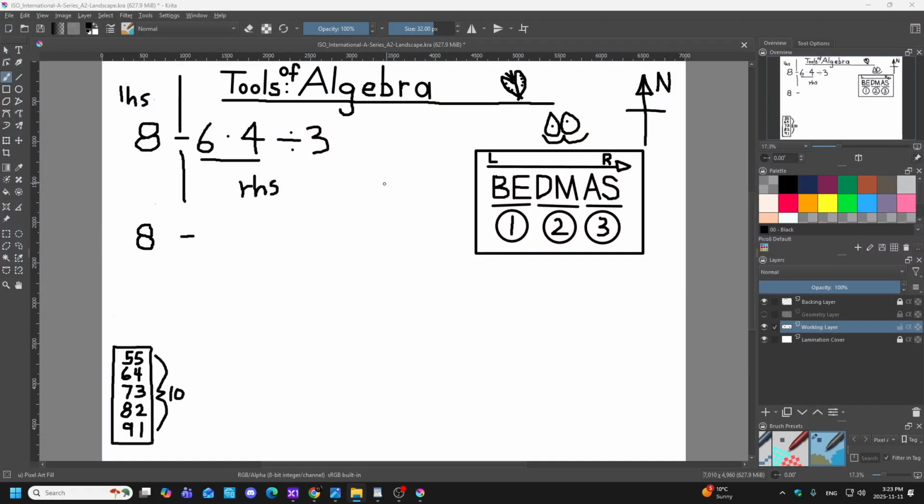Okay, continuing on. We are going left to right because there are no brackets. So we have 24 being divided by 3 now. I must make sure I pay attention to what I am saying. Sometimes I could be silly.